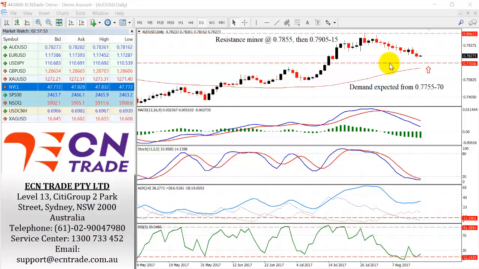So as the Australian dollar remains relatively weak against the greenback, as it slowly regains momentum, the target down to the downside holds at 77.55-70. Now do be a little bit cautious, purely for the fact that the RSI is showing a little bit of bullish divergence, and we could see a rebound from this level of 55.70 and look back up towards 78.55, and beyond there a potential sell zone towards 79.05-15.